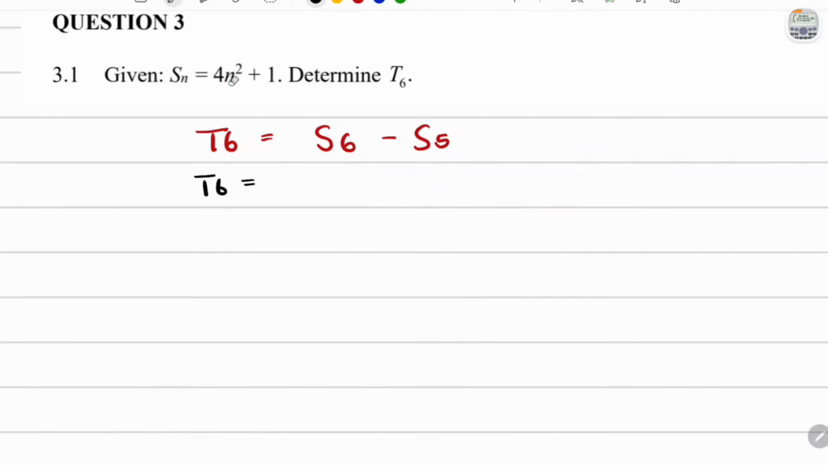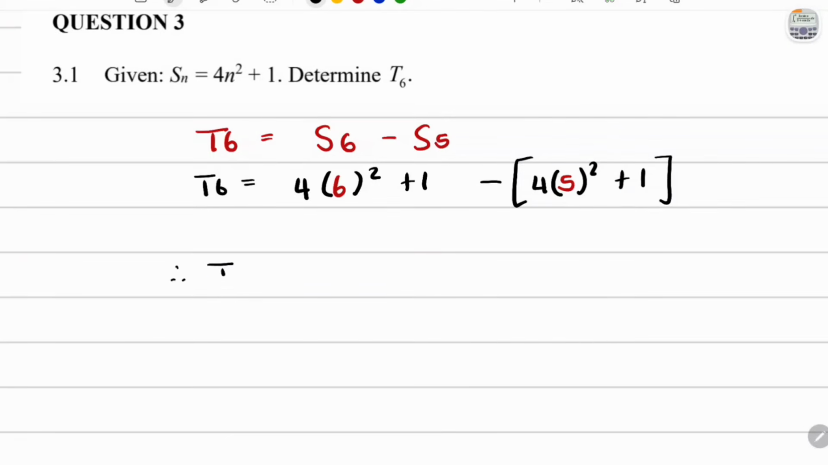So for the sum of 6 terms, let's substitute 6 into our sum formula. That is 4 times 6, all squared, plus 1. And we're going to subtract that by the sum of 5 terms, but you see, they have 2 terms, so I'm just going to protect it with brackets. That is 4 multiplied by 5, all squared, and then plus 1. And you just have to actually find that.